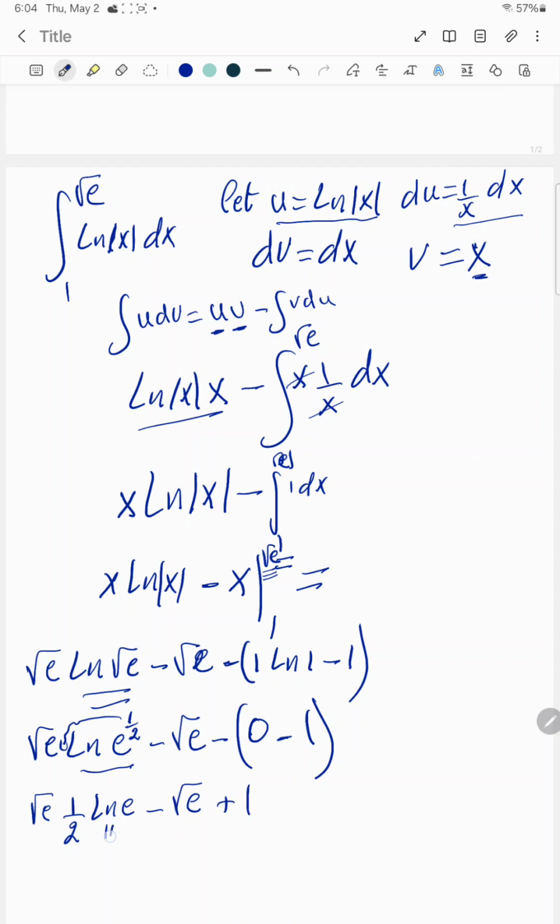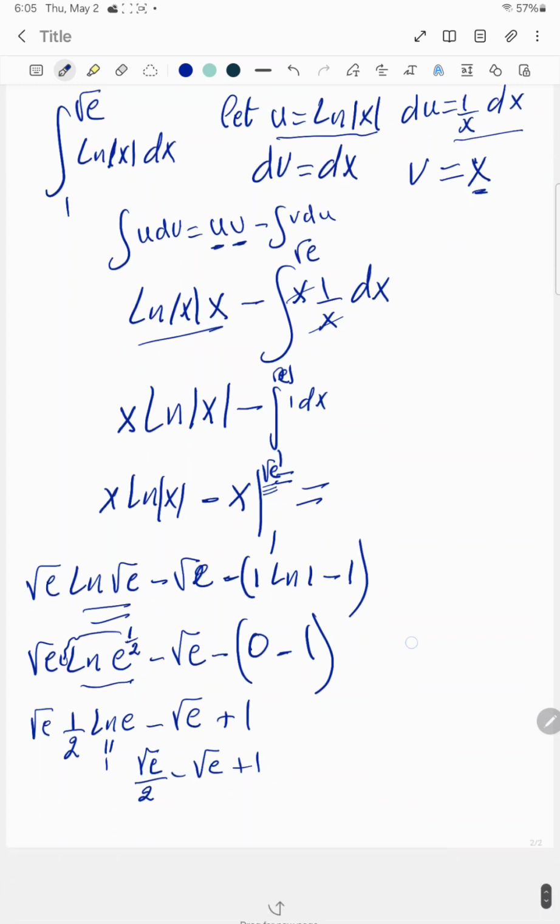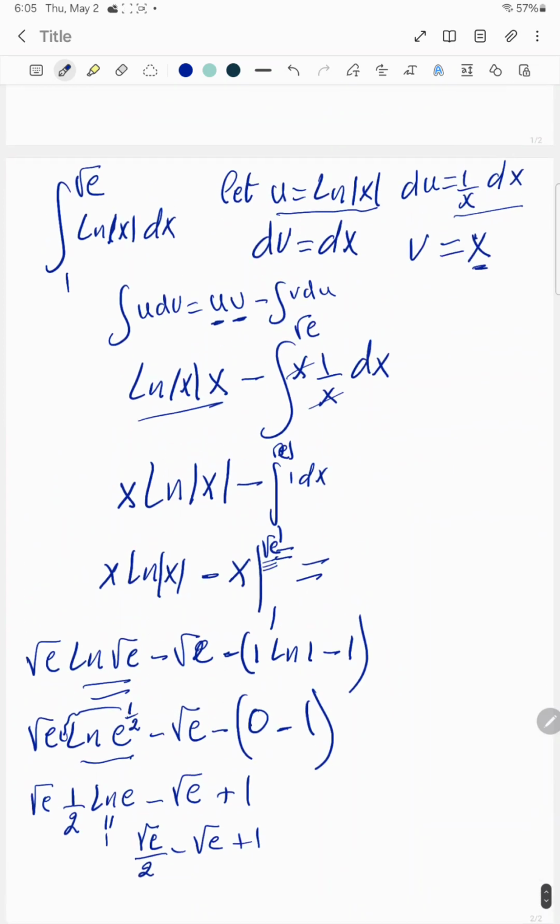Now I know ln of e is equal to 1, and 1 times 1/2 is 1/2. So I can write square root of e divided by 2 minus square root of e plus 1. Now, square root of e divided by 2 minus square root of e becomes minus square root of e divided by 2 plus 1, and that would be my final answer.